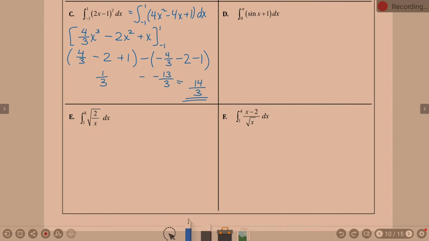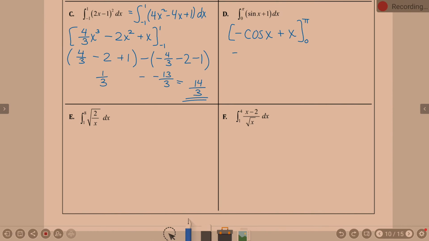Okay. Integral of sine of x. Well, I know it's cosine of x of some sort. Is it positive or negative cosine x? Negative, right? Because the derivative of cosine x is negative sine x. That wasn't negative, so I need a negative here. Plus the integral of 1 is x, evaluated from 0 to pi.